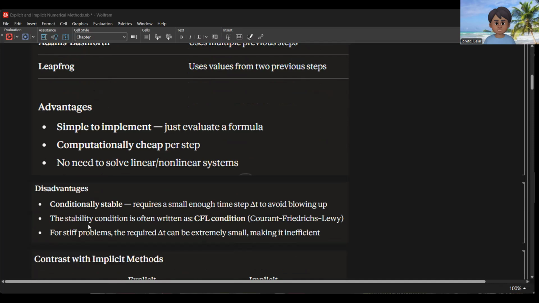But these are the disadvantages of the explicit numerical method. It is conditionally stable, so it requires a small enough time step, Δt, to avoid blowing up. The stability condition is often written as the CFL condition, which stands for Courant-Friedrichs-Lewy. For stiff problems, the required Δt can be extremely small, making it inefficient. So those are the disadvantages of the explicit numerical method.